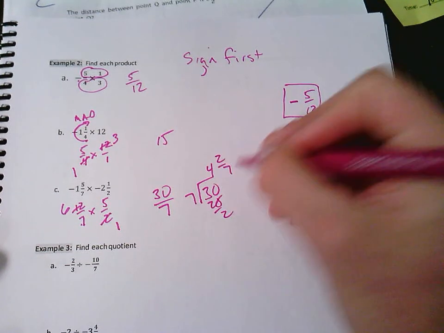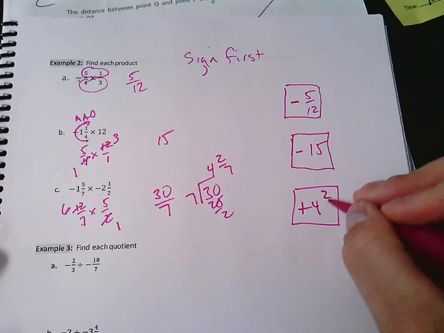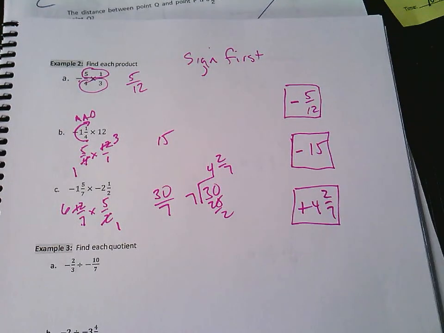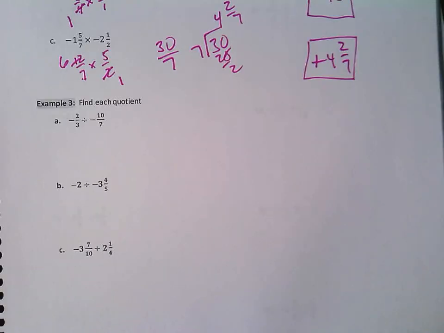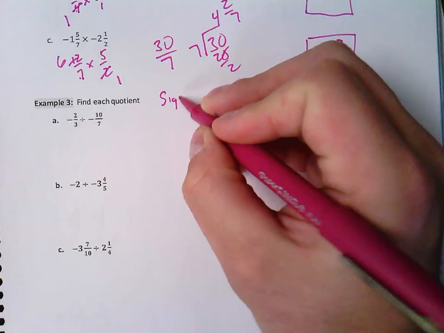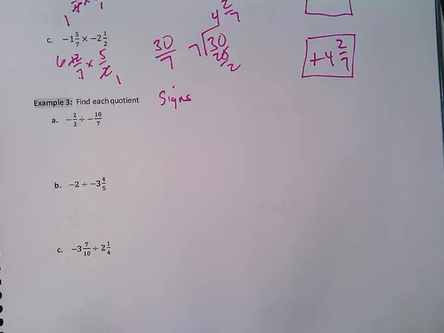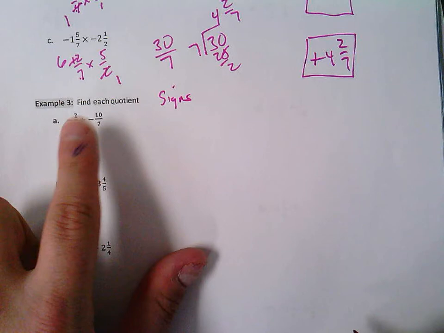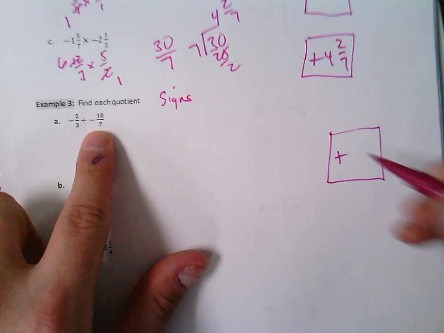All right, make sure you hit pause if you have to get caught up. I know those problems went through pretty quickly. All right, example number 3. Quotients. Quotients means divide. But remember, the rules are the same for signs. So we've got a negative divided by a negative, so I'm going to make an answer box here. I'm going to make it plus. Remember, if it's positive, you don't have to put the plus sign in there, but it is good to have that so you know.